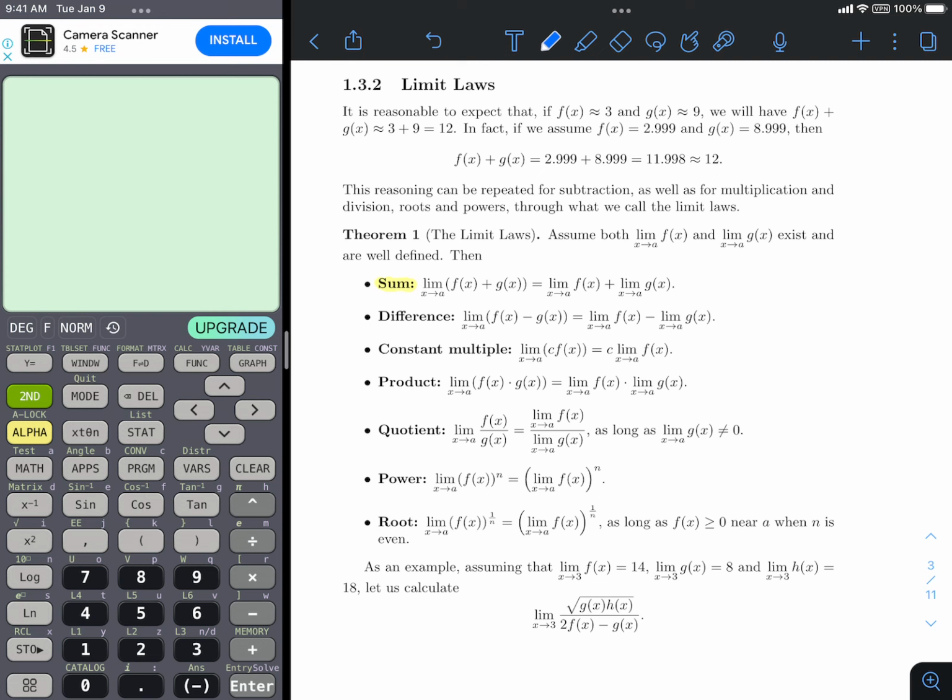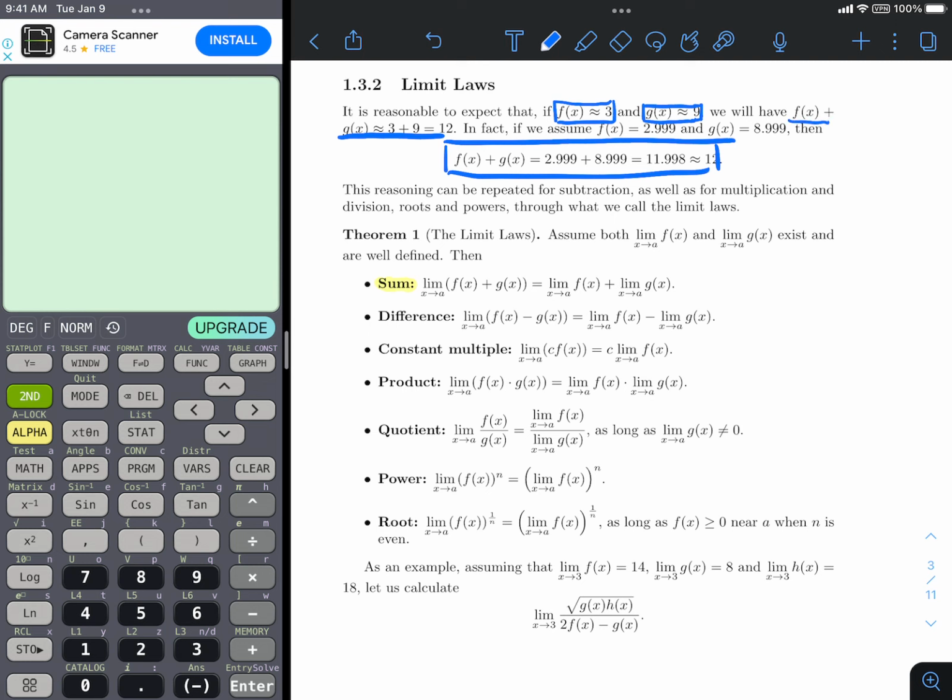All of these other laws can be phrased in a similar way, but to understand what we're saying, just imagine that we have a function f whose value is approximately 3 near some a, and g whose value is approximately 9. If we add the two, it's expected that the output will be approximately 9 plus 3, approximately 12. This is what I'm saying on top here.